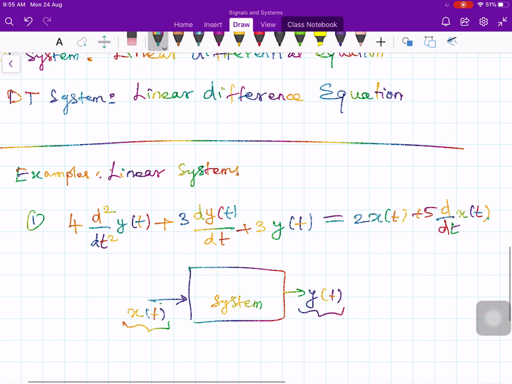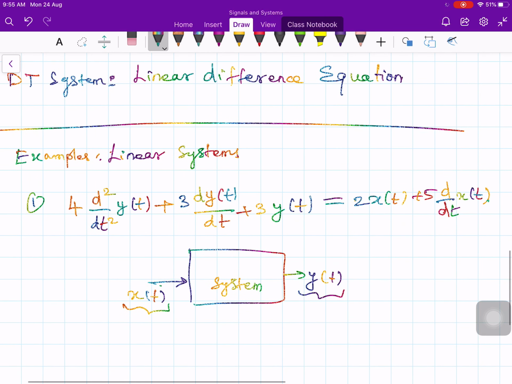Now look at here, all the coefficients 4, 3, again 3, 2, and 5 are constant. So this is certainly a linear differential equation of order 2, because it has a second derivative, with constant coefficients. Therefore, this is an example of a linear system. So this equation corresponds to a linear continuous time system.